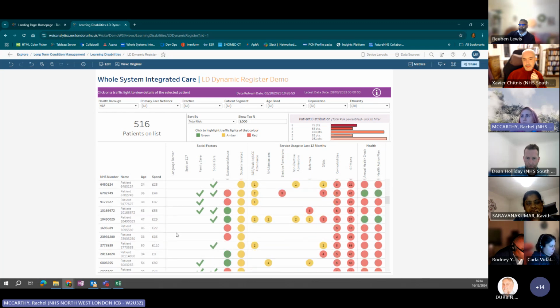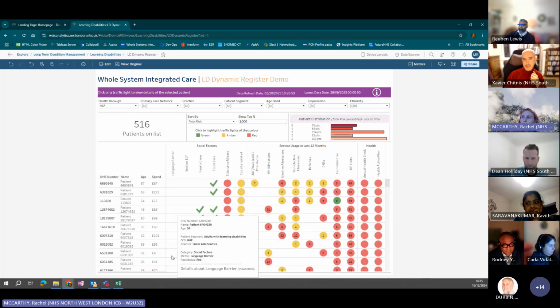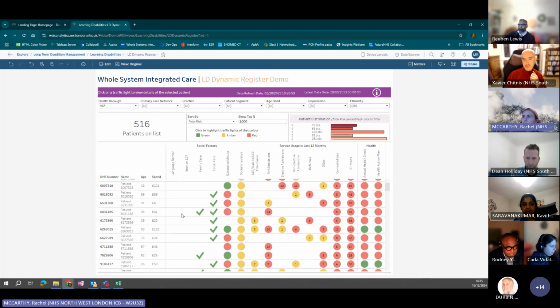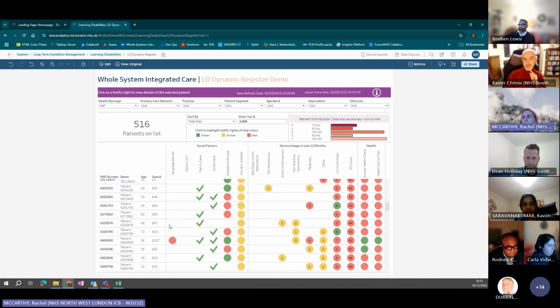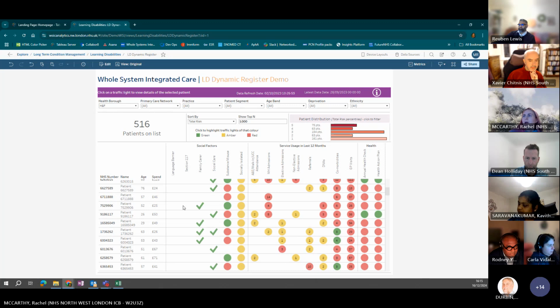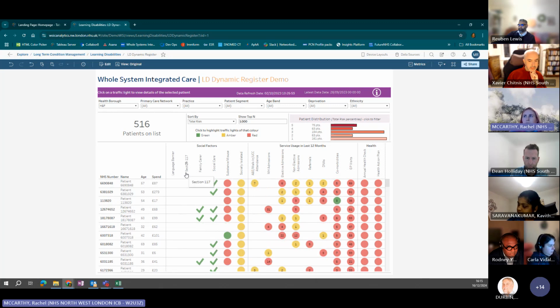I can scroll down the list a little bit further, and where we see the red dot, it does mean that they need an interpreter. There's an example there for you. Section 117. If they've had a section 117 in the last 2 years, this again will be indicated.